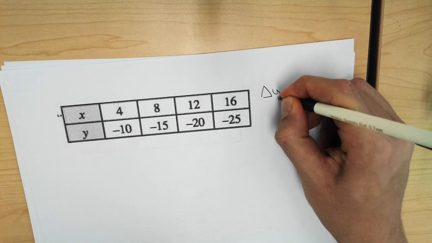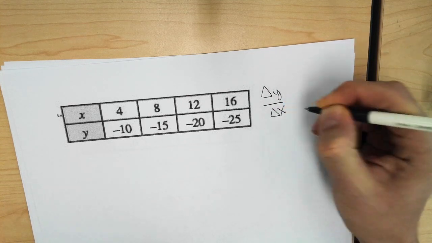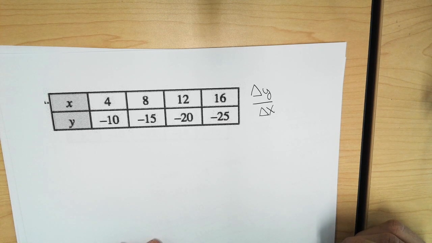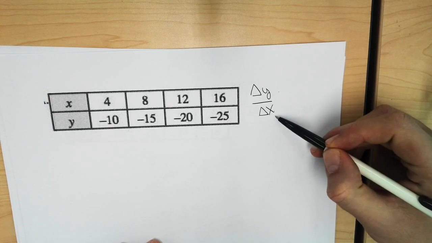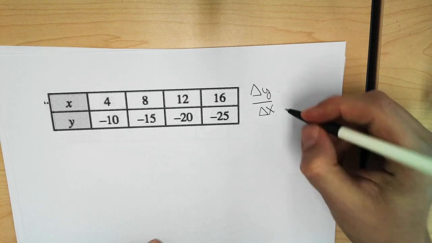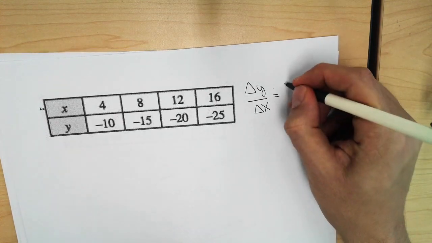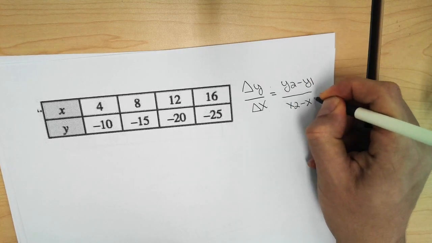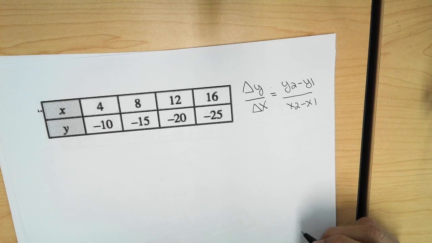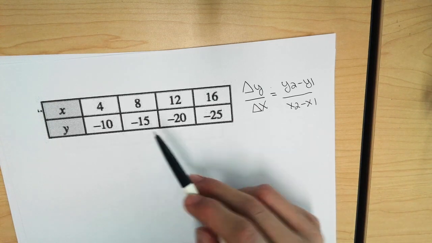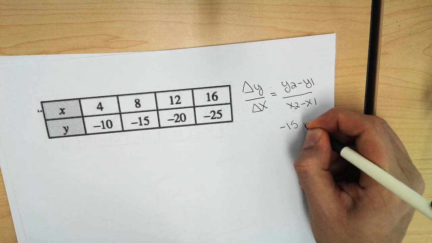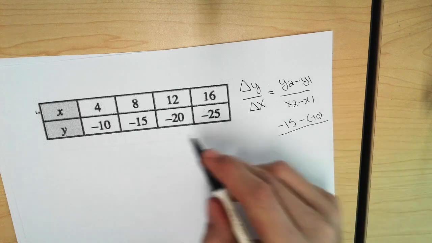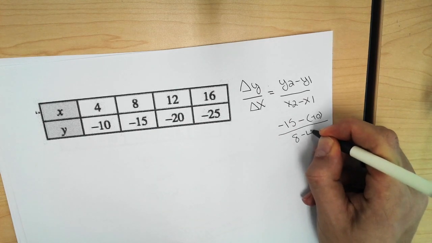Before we determine our equation of a line, we need to figure out what the rate of change is. The change in y over the change in x is equal to y2 minus y1 over x2 minus x1. So I'll plug my numbers into my formula. Get minus 15 minus 10 over 8 minus 4.